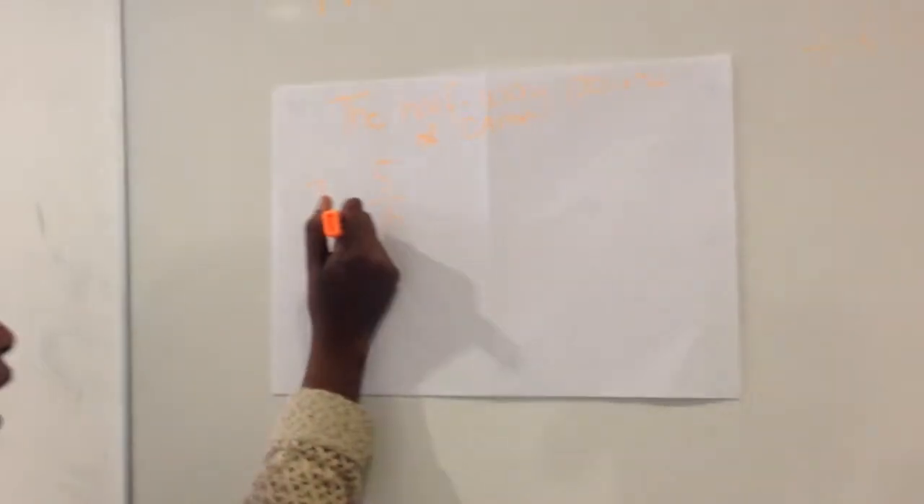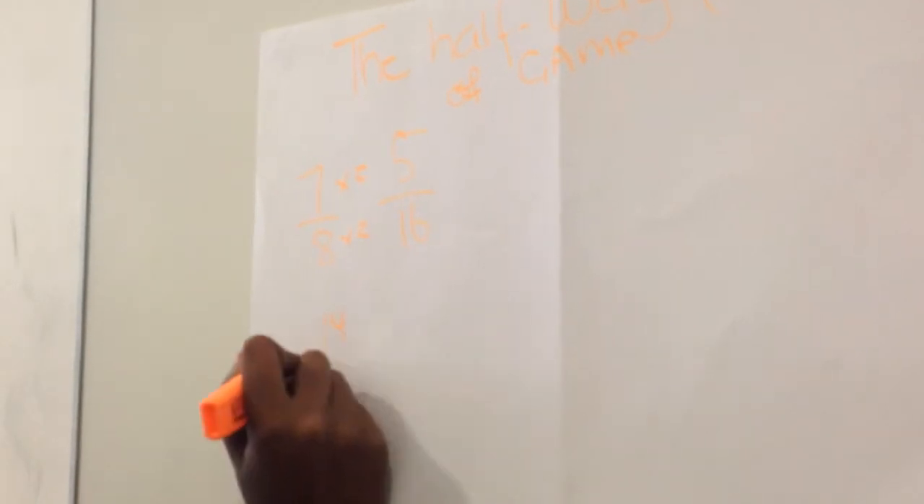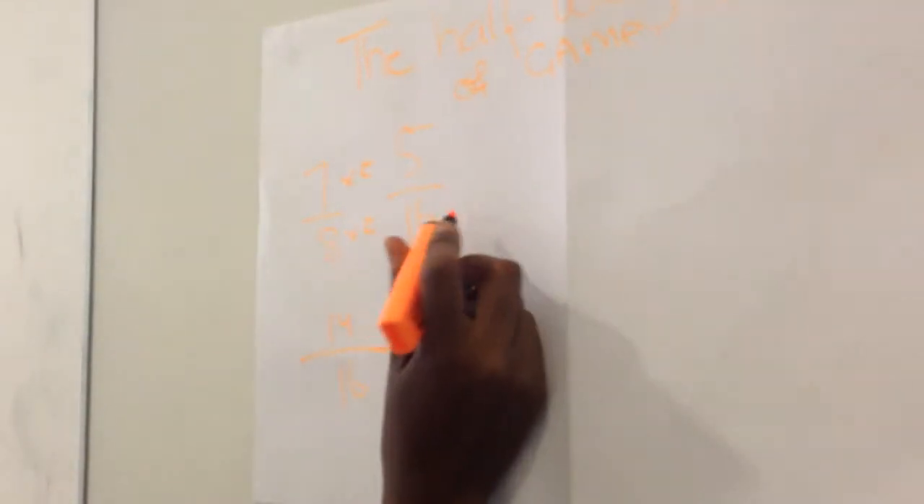As you can see, we have 7/8 and 5/16. We have to make the denominators even. So we're going to times 7/8 by 2. So whatever we do to the top, we have to do to the bottom. So 7 times 2 is 14, and 8 times 2 is 16. So now we have the same denominators.